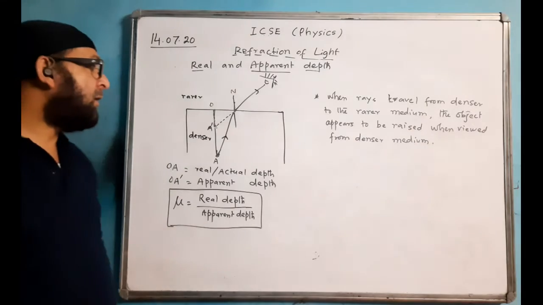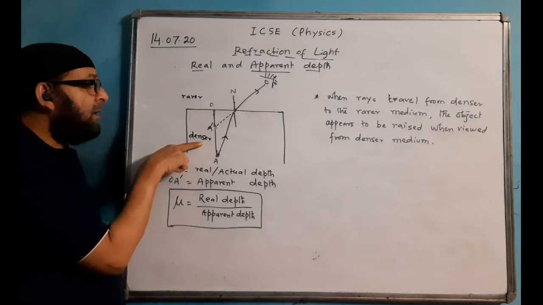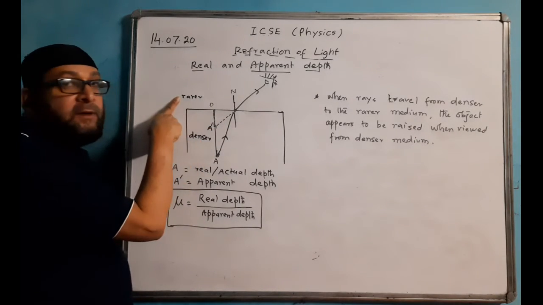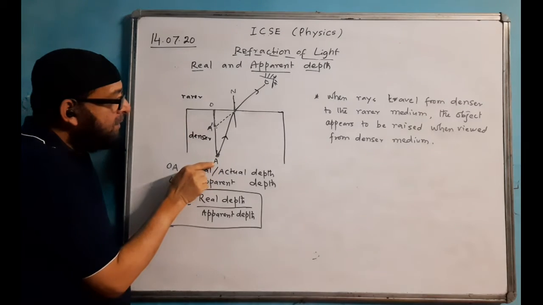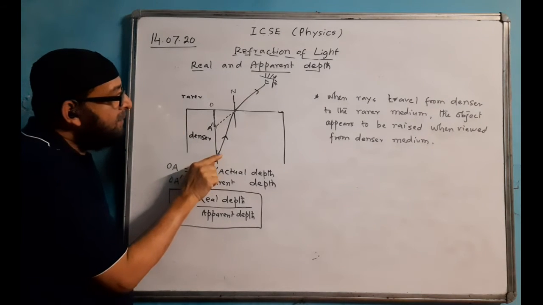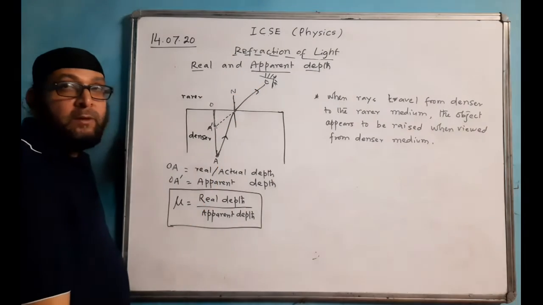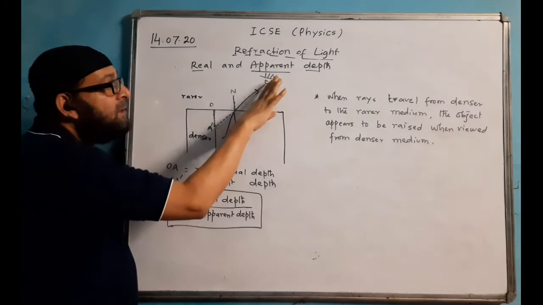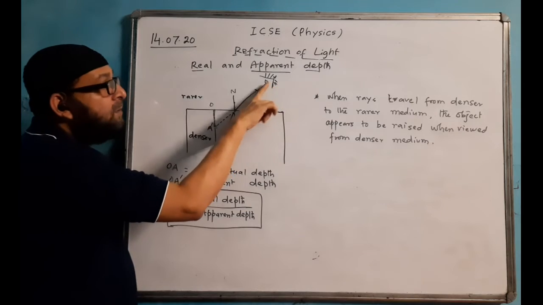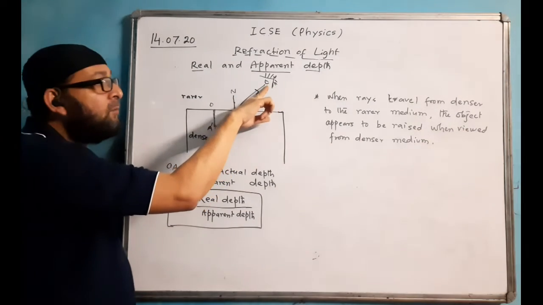So how to show it? Let us take a case like this. Here we are having denser medium, here we are having rarer medium. The object is in the denser medium from where the incident ray is coming, and now the ray will be refracting away from the normal. Now the observer is in the rarer medium over here. This is the eye for the observer.